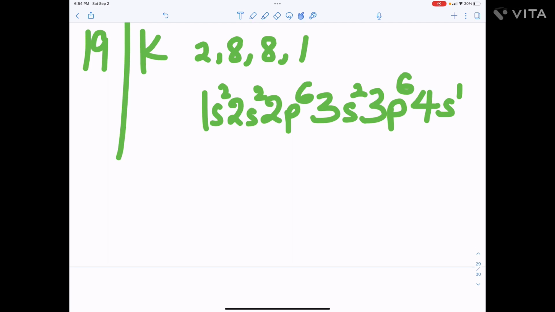That's the reason we write 2881 instead of simply writing 289. You understand? Because the 9 electrons don't all go into the third shell. Only 8 go into the third shell. The remaining one goes into the fourth shell and into the 4s subshell.